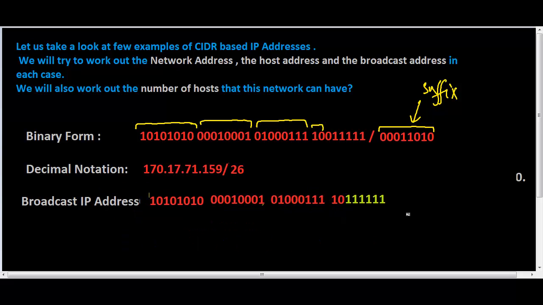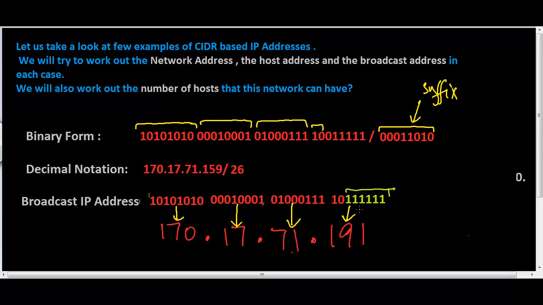For the broadcast IP address, what I have done here is that I have set all the host bits to 1. As you can see, I have set all the host bits to 1. So let's convert this broadcast IP address into decimal notation. Okay, when we convert this, this should equal 170, this should be 17, this should be 71, and when we convert this, it equals 191. So this would be our broadcast IP address for this example.